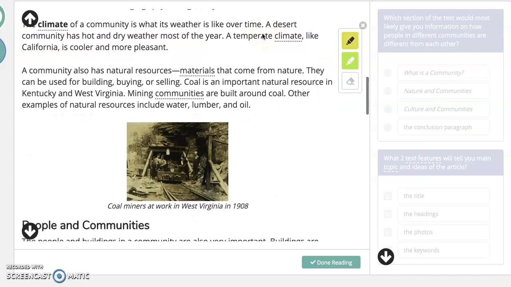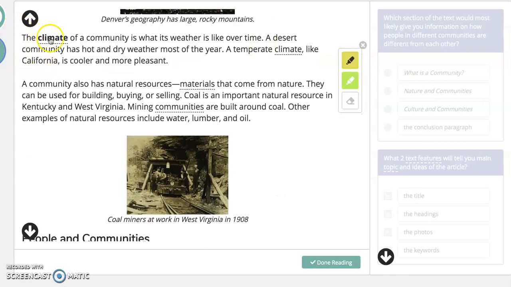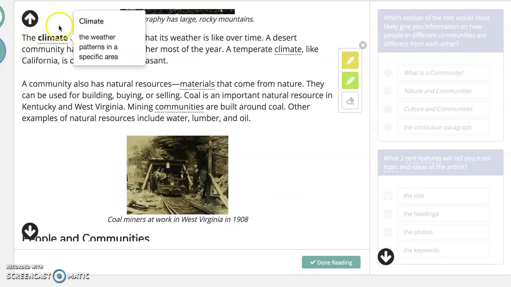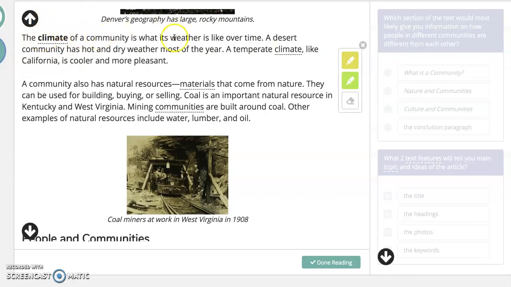Okay, now let's talk about the climate. The climate is the weather. Okay, so the climate is what its weather is like over time. Is it always snowing there? Things like that. So a desert community has hot and dry weather most of the year. A temperate climate, like California, is cooler and more pleasant. We have one that's really all year round, right? We get the snow, we get the rain, we get the sun, we get the wind, we get it all, right?